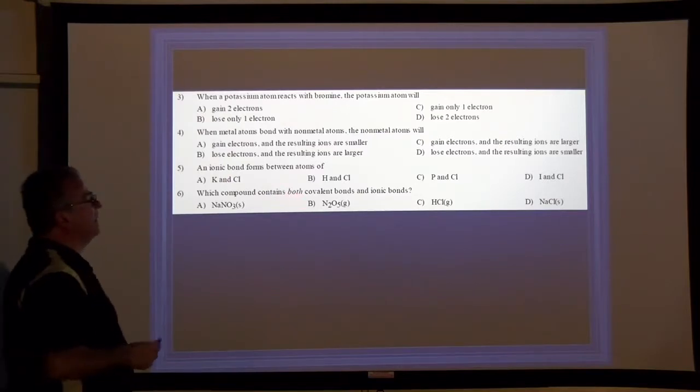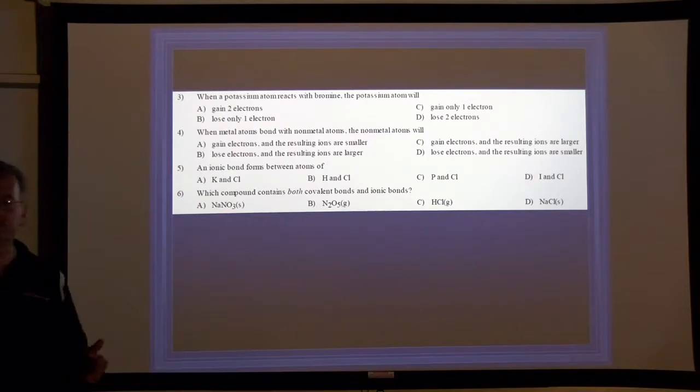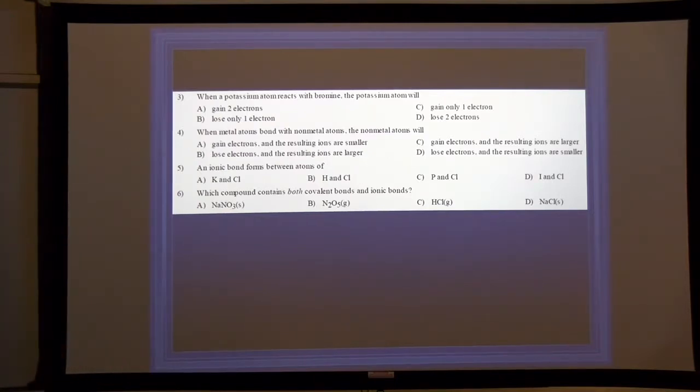Which compound contains, now this is unique, because we didn't discuss covalent bonds in this session, but one of these has ionic bonds, right? And it also has covalent bonds in it.